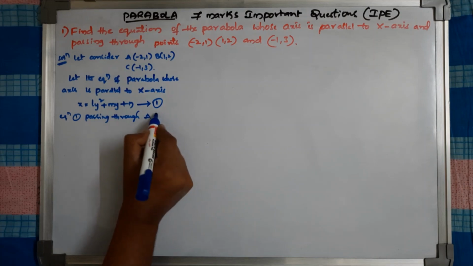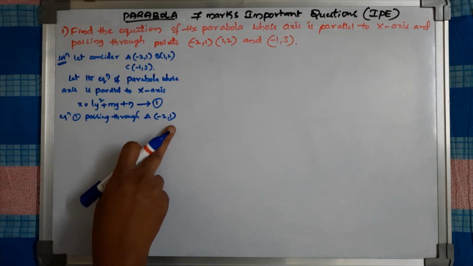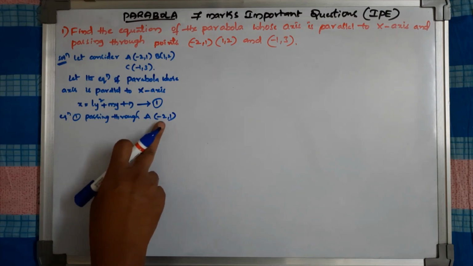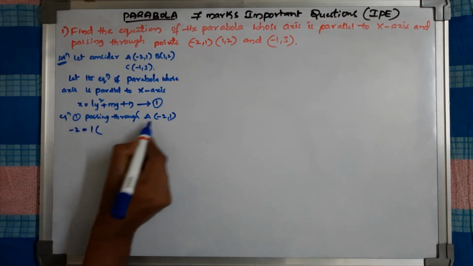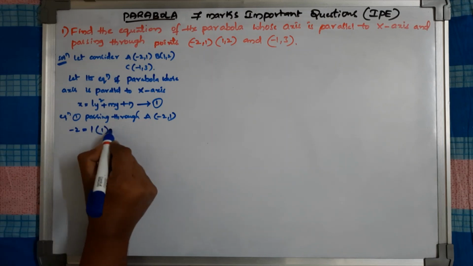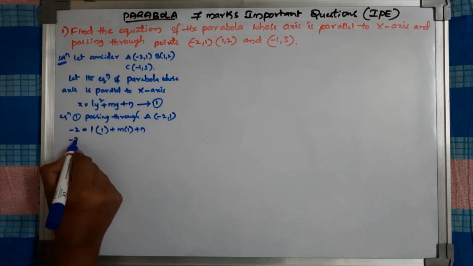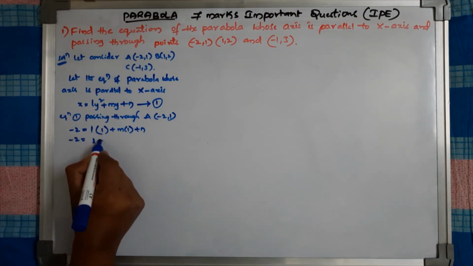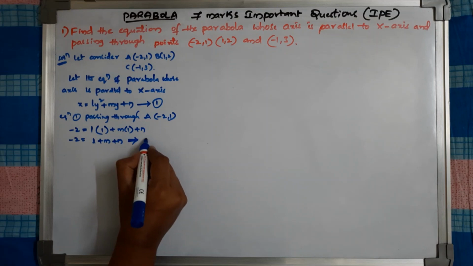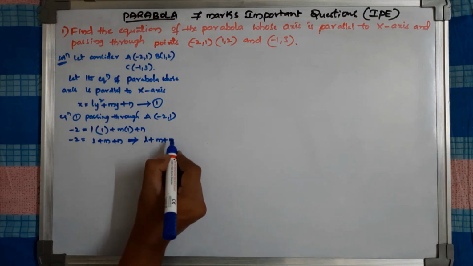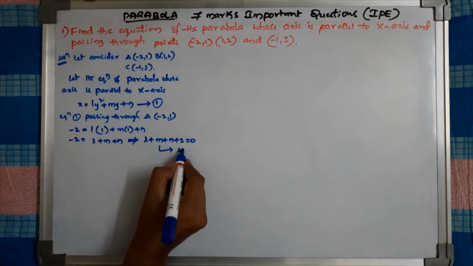point A, that is (-2, 1), so the x coordinate is -2 and the y coordinate is 1. Substitute these two coordinates in equation 1. So x value is -2 = l into y², 1 square is 1, plus m into 1 plus n. This becomes -2 = l + m + n. Take this -2 to the other side: l + m + n + 2 = 0. Consider this as equation number 2.